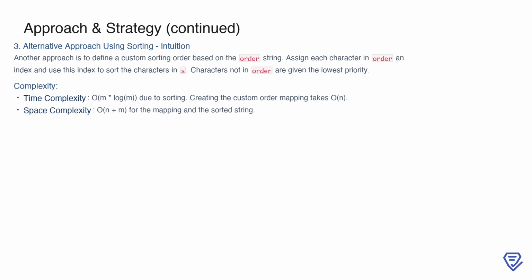While this approach is intuitive and leverages built-in sorting functions, it is less efficient than the hash map-based solution. The sorting process requires O(m log m) time, where m is the length of S, and creating the custom mapping for order takes O(n). Thus, the overall time complexity is higher compared to the linear time achievable with the hash map method. Additionally, the space complexity is O(n + m), for storing the mapping and the sorted string.